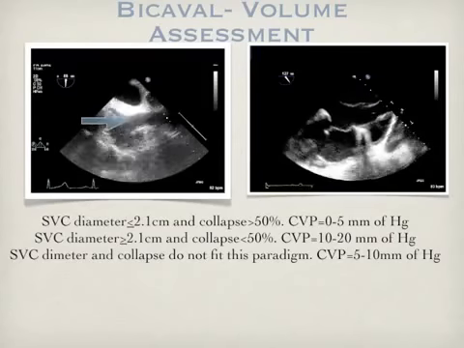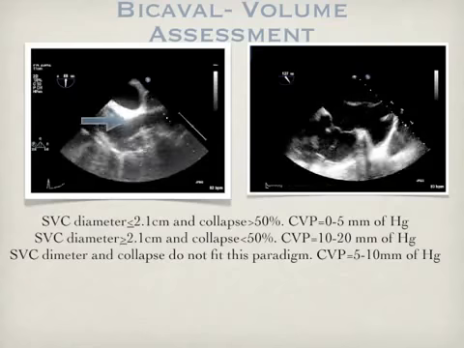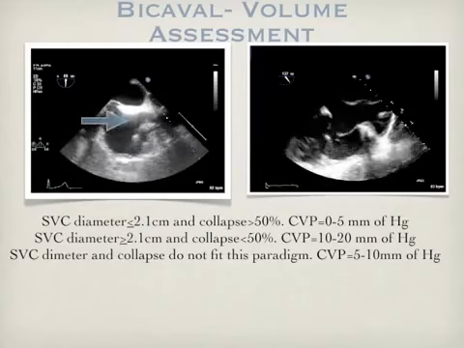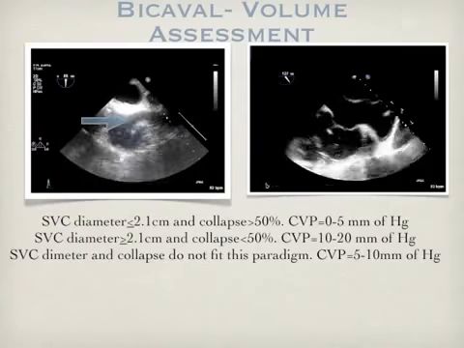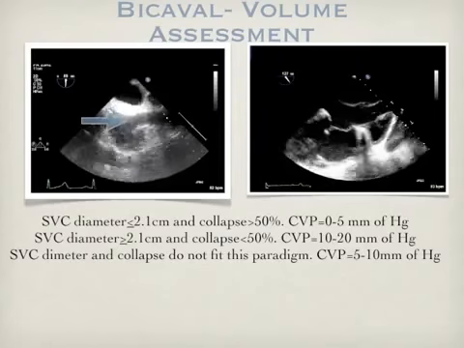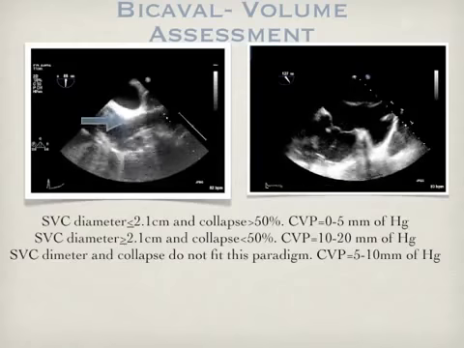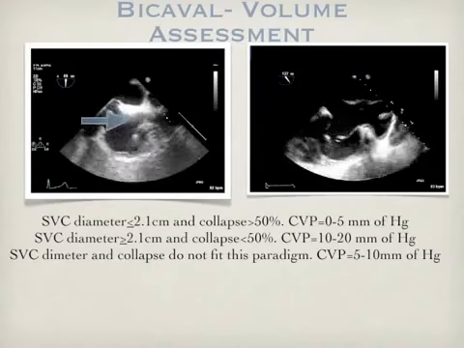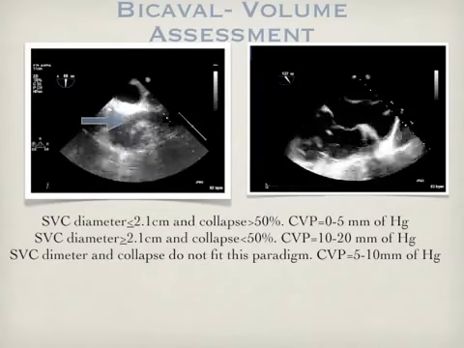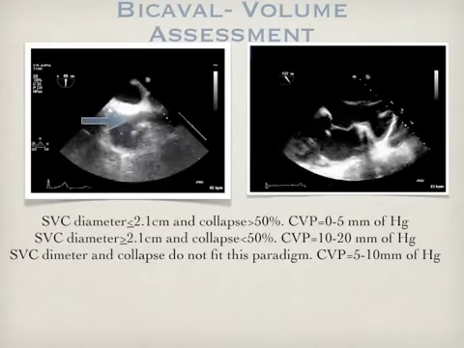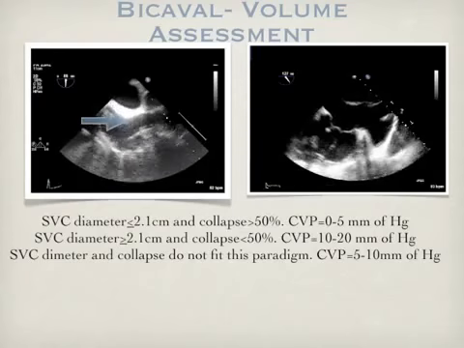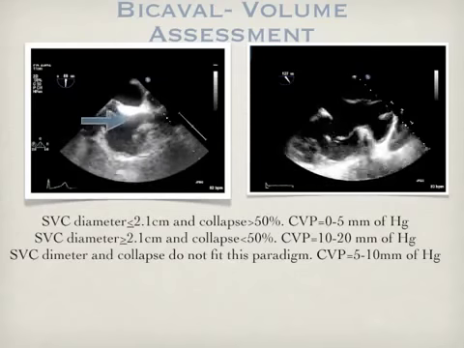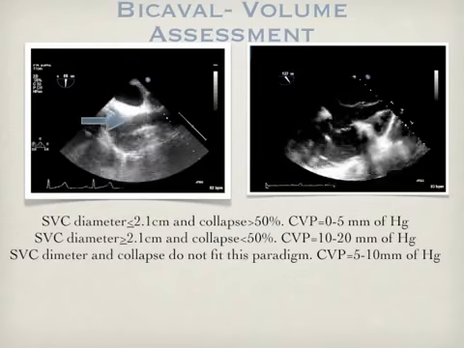For the vena cava, a diameter of 2.1 centimeters or less and collapse of greater than 50% suggests a CVP between 0 and 5 millimeters of mercury. A diameter of over 2.1 centimeters and collapse of less than 50% suggests an elevated CVP of 10 to 20 millimeters of mercury. If the SVC diameter and collapse pattern don't fit either of these categories, the CVP is often 5 to 10 millimeters of mercury.